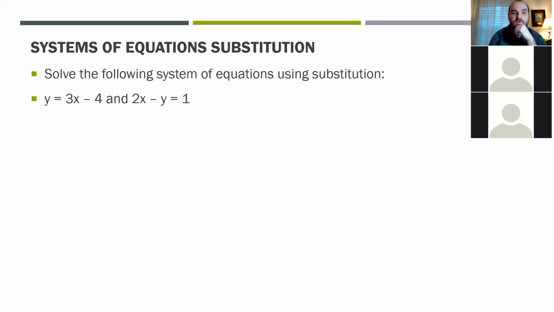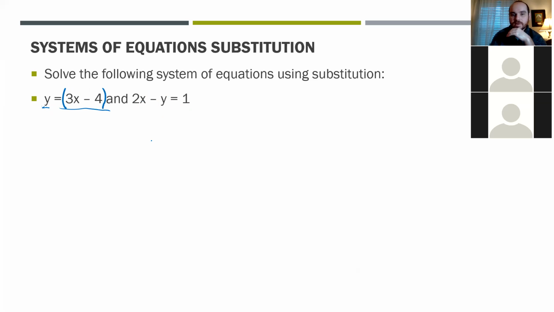But in this case, we have the equation y equals 3x minus 4 and 2x minus y equals 1. So this equation isn't solved for any variable, so we don't want to use this as our substituting equation. We're going to use this one instead, and we're going to substitute y. So what we're going to do is put this 3x minus 4 in parentheses. Here, I'll rewrite it like this. And we're just going to plug this in wherever we see y in this second equation.